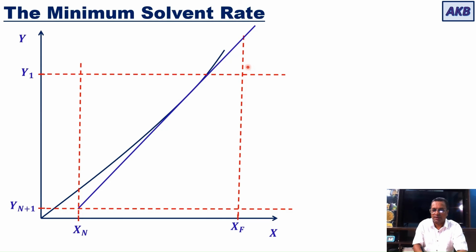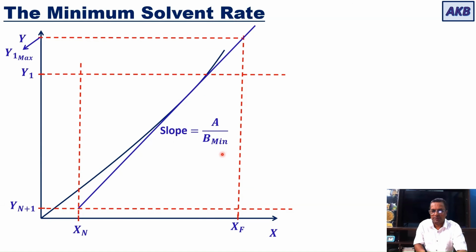When I draw such a line, I am interested in knowing the y coordinate of the point at which it intersects the vertical line through XF. And this is the y coordinate. I am calling it y1 max. I am going to use it because that will be useful for me in finding the minimum solvent rate. In this case, the slope of such an operating line will be A upon B minimum, and the quantity of B that will be used will be the minimum possible solvent rate.